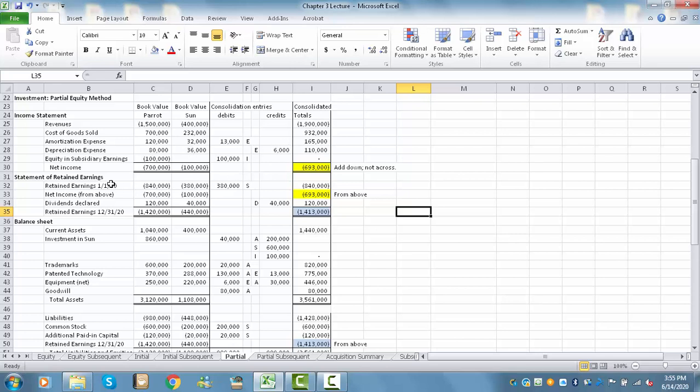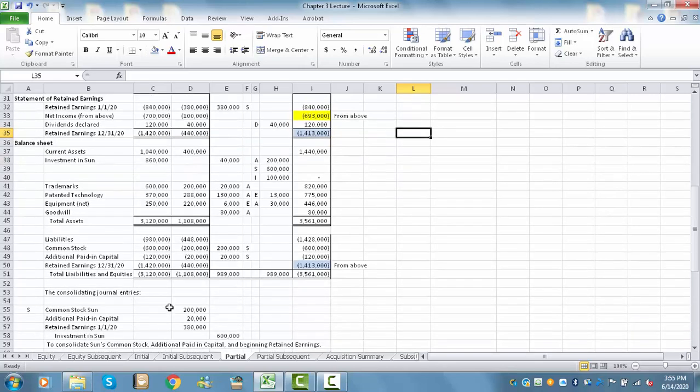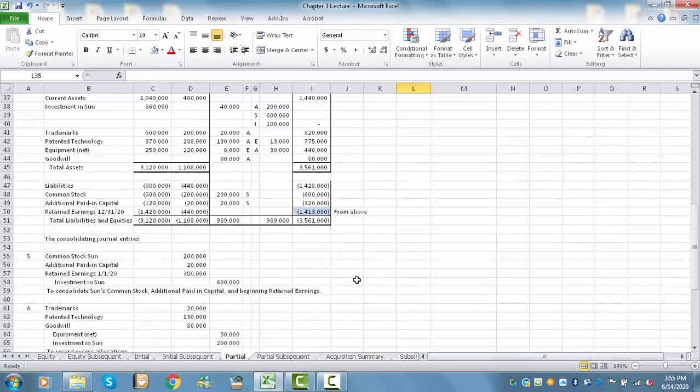You go across, you add and subtract across, but then go down to get your net income. Net income then moves to the statement of retained earnings. The result of the statement of retained earnings goes into the balance sheet for year end. And that's all that there is to that.